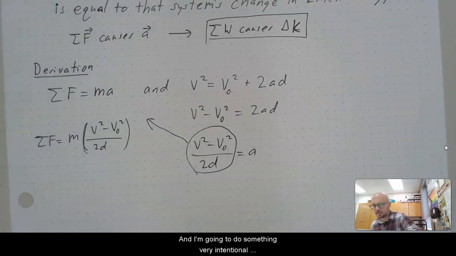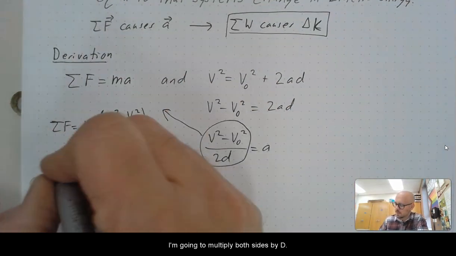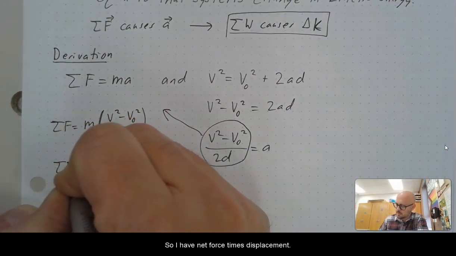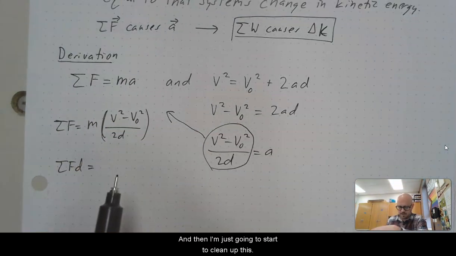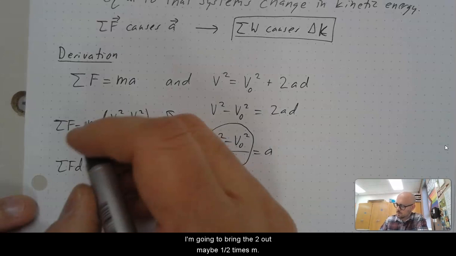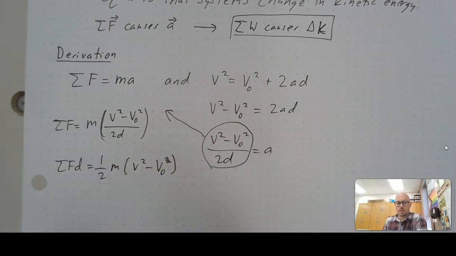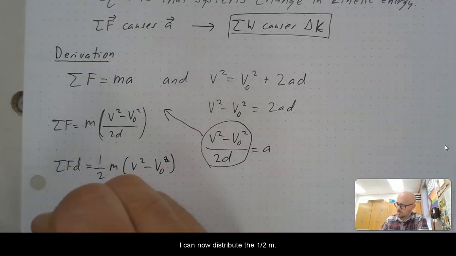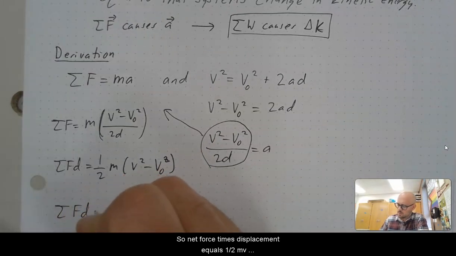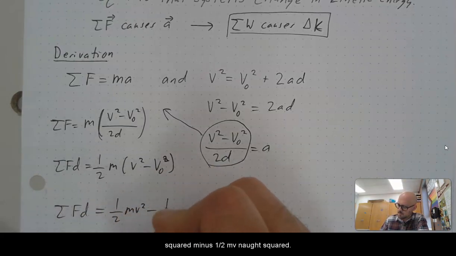And I'm going to do something very intentional because I'm going to relate this to work. I'm going to multiply both sides by d. So I have net force times displacement. And then I'm just going to start to clean this up. I'm going to bring the 2 out. It's going to be 1/2 times m, and then v squared minus v naught squared. I can now distribute the 1/2 m. So net force times displacement equals 1/2 mv squared minus 1/2 mv naught squared.